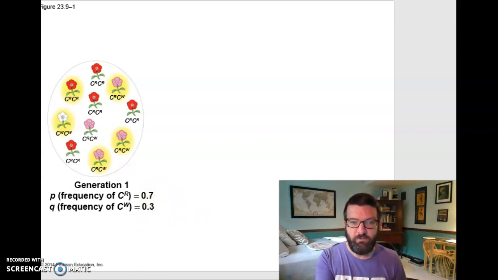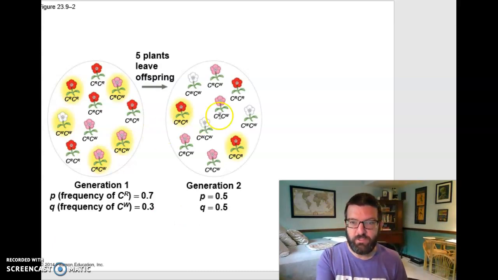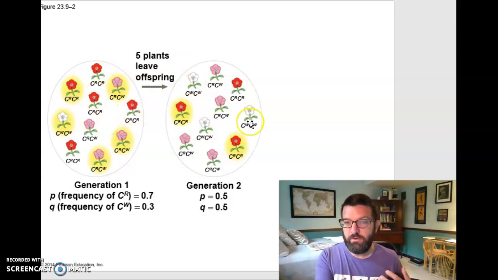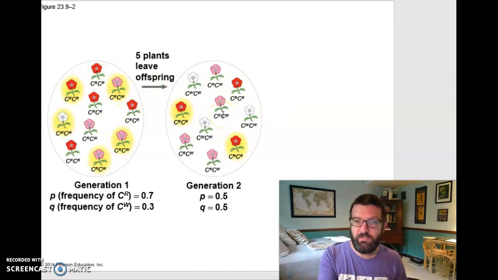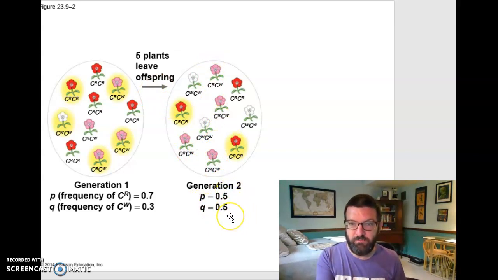Now, if we let them reproduce to the next generation, it's very possible in this small population that fewer red flowers happen to leave offspring, right? Or the heterozygous flowers happen to leave more white offspring than red offspring or pink offspring. And anyway, our allele frequency changes to 0.5 and 0.5, entirely due to random chance. Now it can flip back in the next generation.